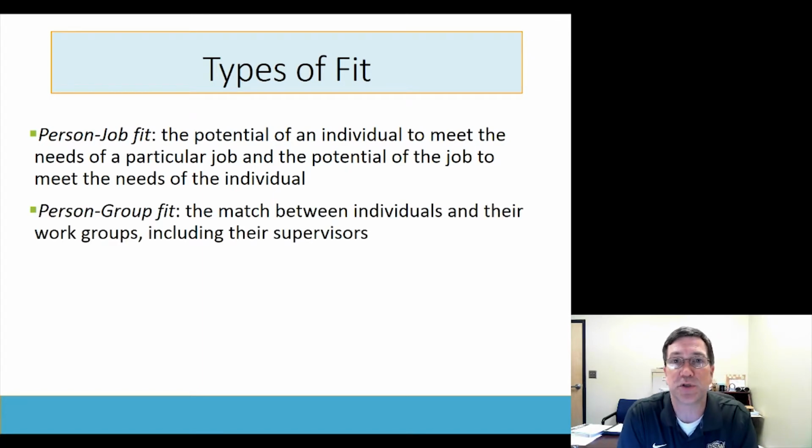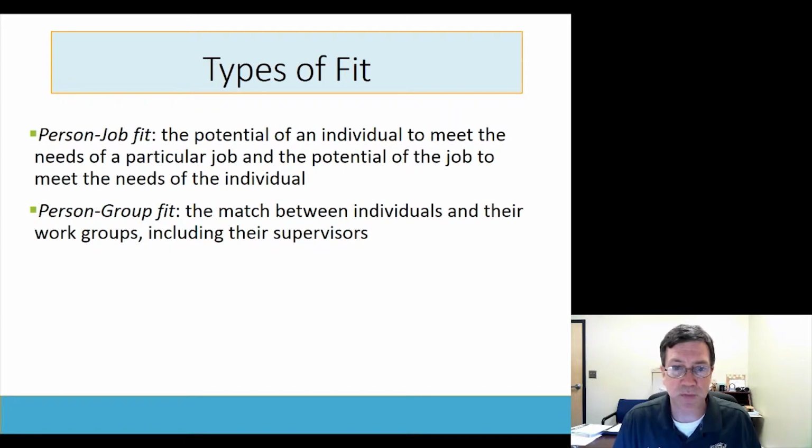Second type of fit is person-group fit. So it's not looking so much at whether the employee or the candidate is going to be happy in this particular job. It's looking at whether the employee or the candidate is going to be happy with the people that he or she's going to be working with.